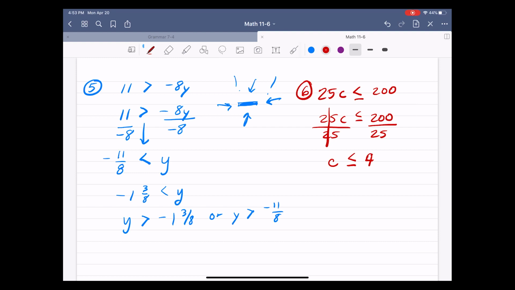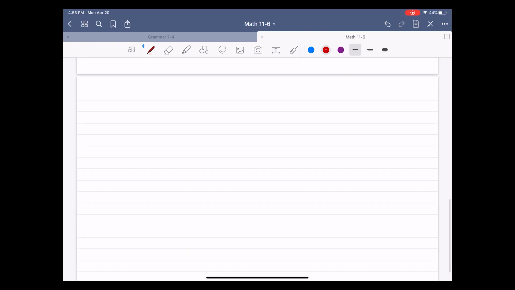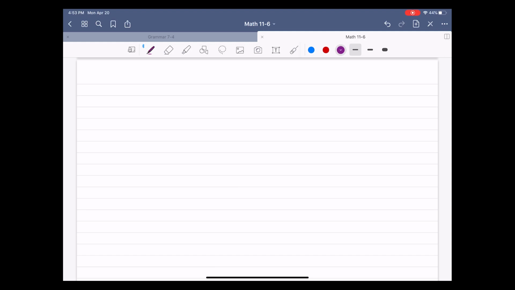Except 200 divided by 25 is 8, Mrs. Lynn. See, I'm losing it not being in the room with you guys, because you guys would catch that and correct it. C has to be less than or equal to 8 because 25 goes into 200 8 times. We know that because 25 goes into 100 4 times, and times 2 is 8. All right, I'm sure if we were in class, you guys would give me a hard time about that.